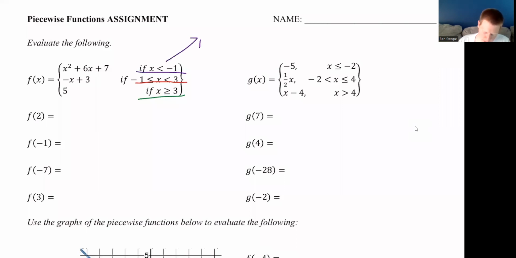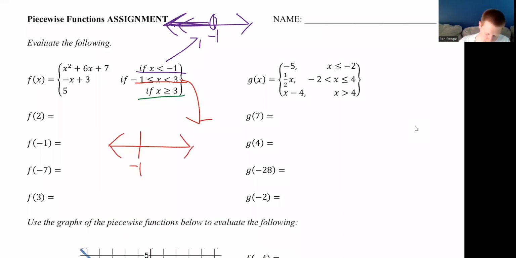Less than -1: if you were at -1, it would be an open circle, everything to the left of -1 on a number line, but not including -1. This red one is everything between -1 and 3, including -1, but not including 3. So everything between would count, nothing past 3 and nothing before -1. For example, 2 would be a solution, part of that group, which is actually our first one we'll be looking at.